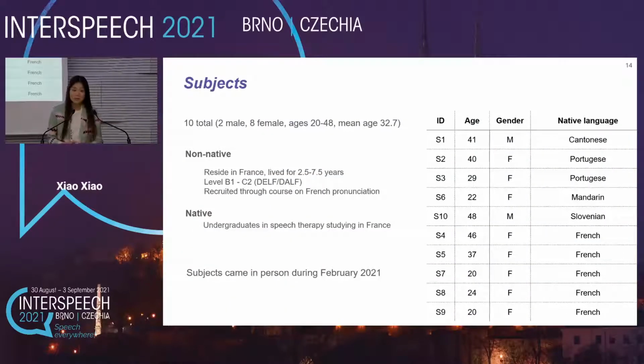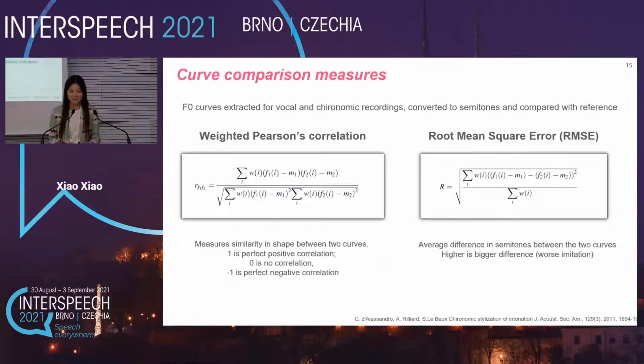In terms of subjects, we recruited 10 people, 5 non-natives and 5 natives. Keep in mind that this happened in February 2021. This happened in person, so we were unfortunately a bit limited in our choice of subjects, but nobody got COVID. The non-native subjects were recruited through a class on French pronunciation, and they had a special pass to come in person to do the study. Everybody resided in France, and their level was quite advanced, but their mother tongues, as you can see, are quite varied. The native subjects were all undergraduates in speech therapy studying in France.